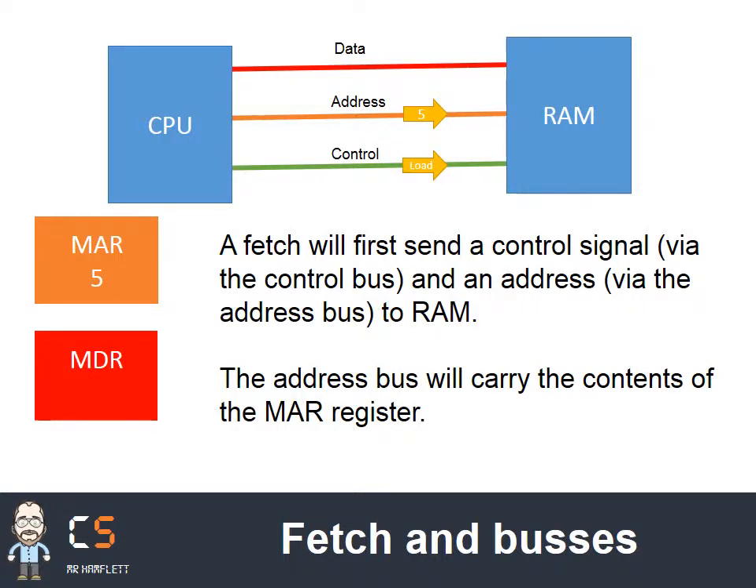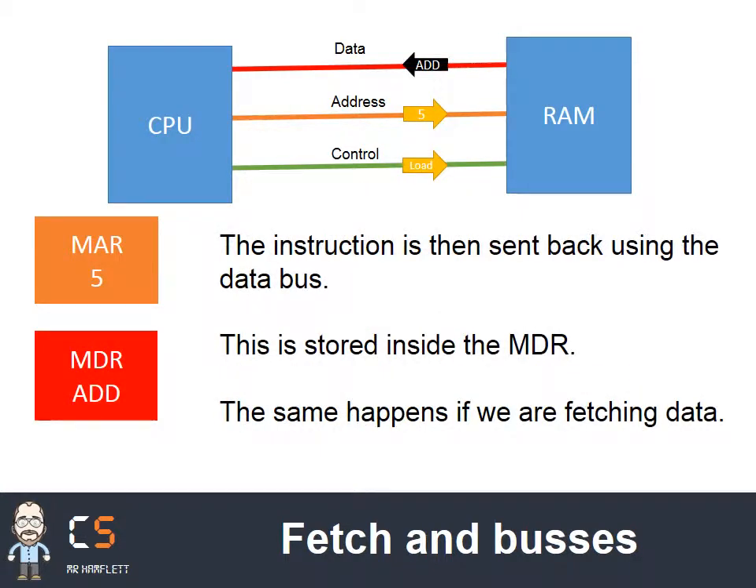So in this scenario, we've got the MAR here, which contains 5, and that's sent down the address bus to RAM. The control bus will basically also send the instruction that we want to do, in this case loading whatever is in that RAM at that point. Then the data gets sent back via the data bus, okay, and gets stored inside the MDR.